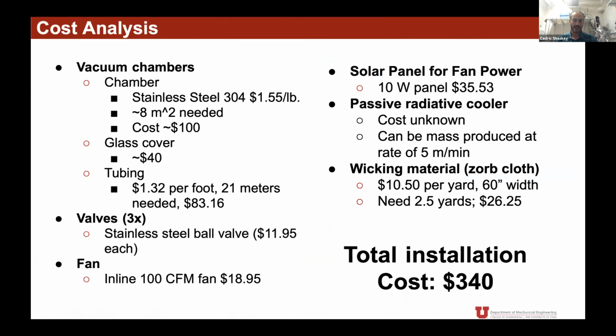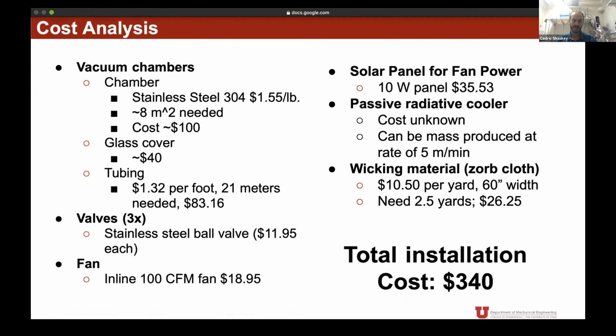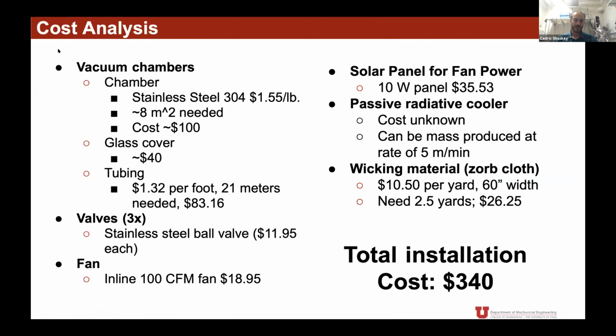So we need a fan to push the water vapor from the evaporating chamber into the condensing chamber, and we wanted to make that solar powered, so we incorporated a solar panel to power the fan that drives that mass transfer. But to look at some of the materials that we'll need, first is vacuum chambers. We proposed to make those out of stainless steel. The cost is about $100 for the stainless steel, and a glass cover to allow the solar radiation to enter the evaporation chamber is about $40.